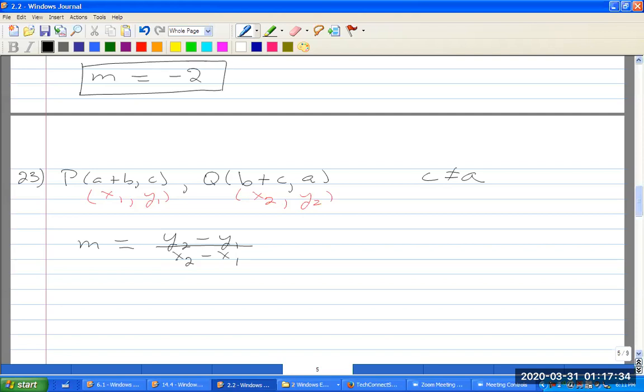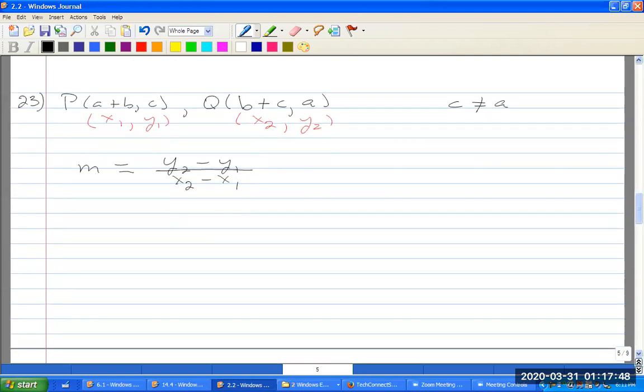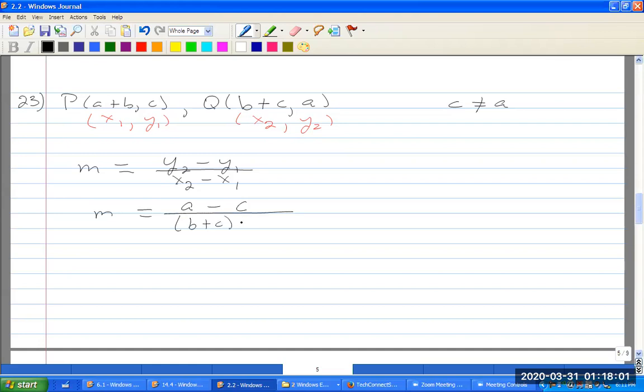Oh, okay. And so if C is not equal to A, then x1 will not equal x2. So that's what this condition means. So let's find the slope. So this is equal to y2 minus y1 over x2 minus x1.